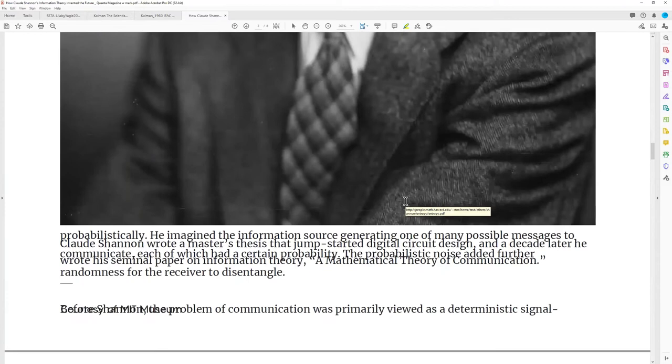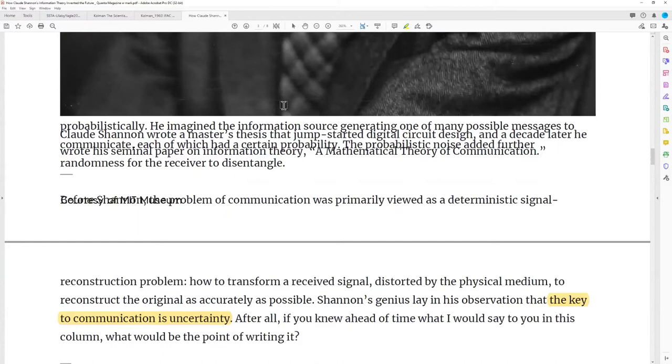We can see how he did it. And this is what I mean. When I printed from the website, this is a caption on the figure, on the photo. But not very clear.